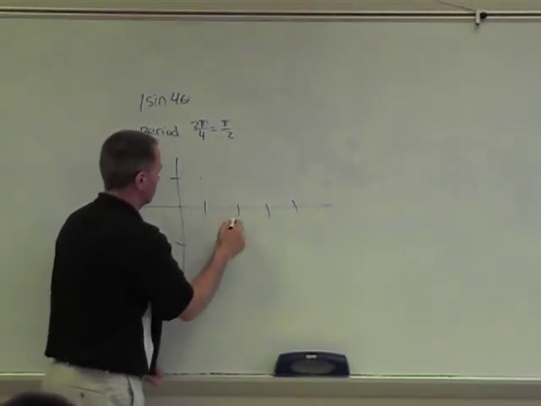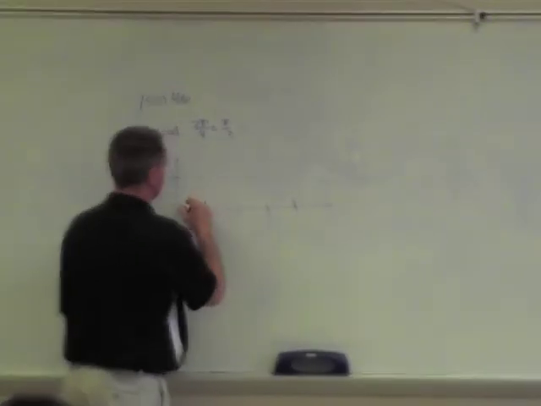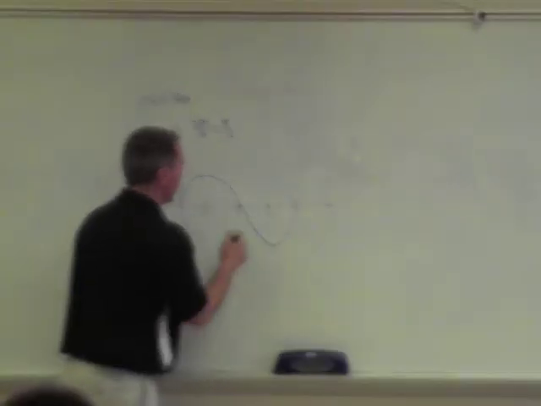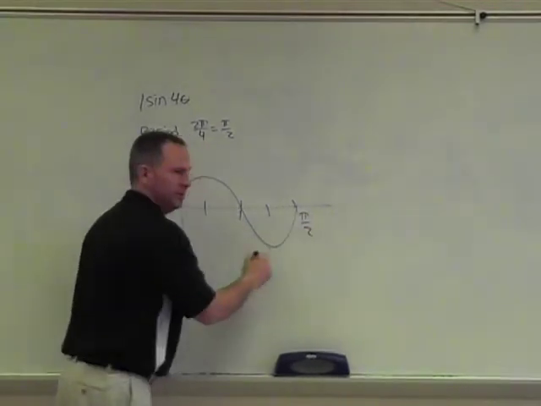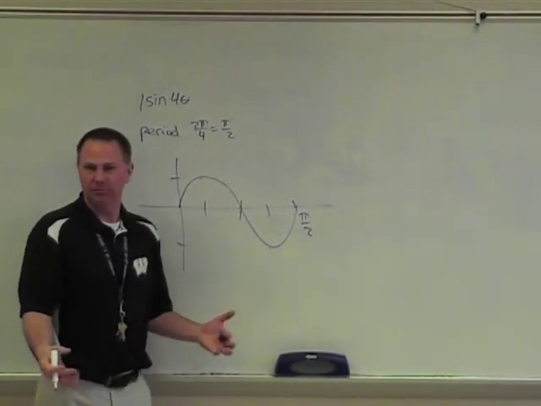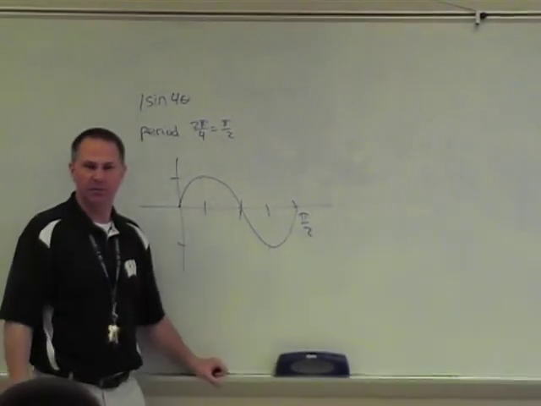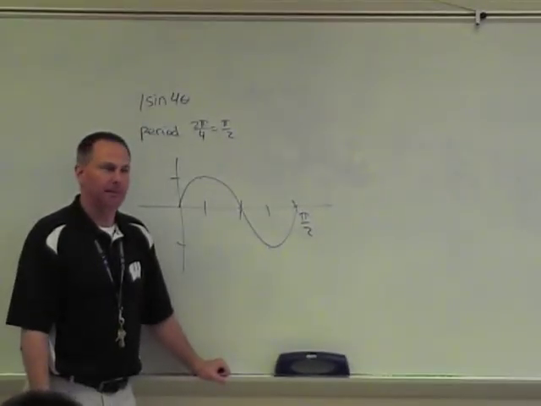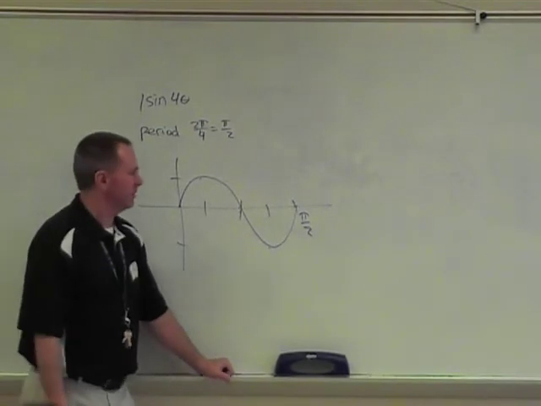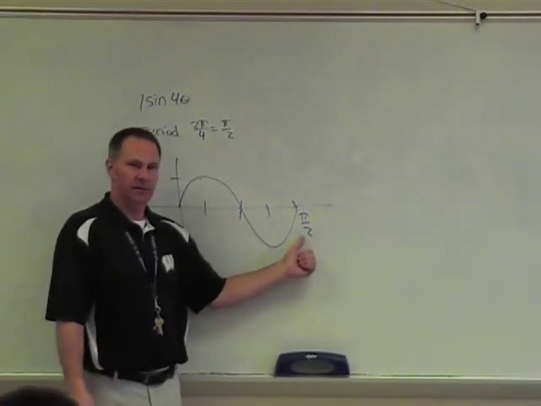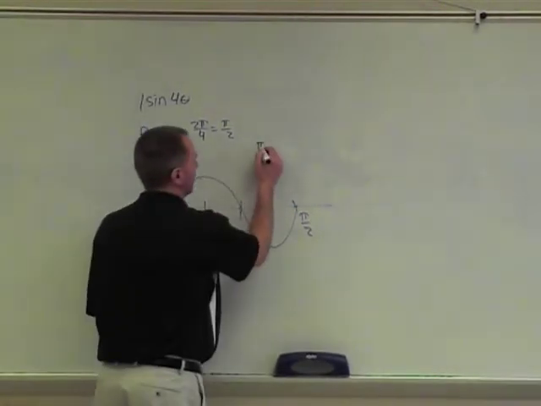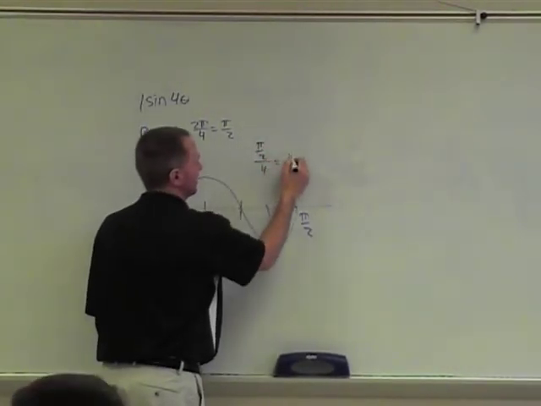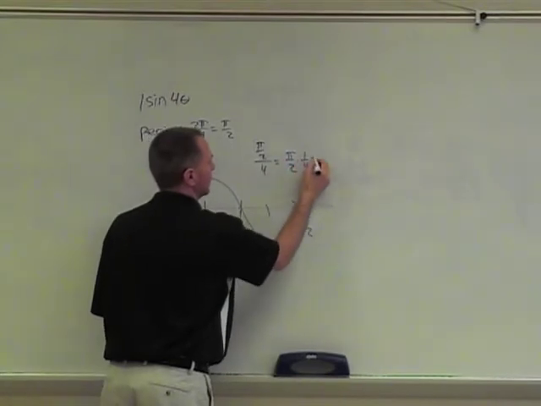So there's my sine function, all the way to pi over 2. It doesn't look like it shrank because I just stretched out the graph. Okay? Now I want to divide it into 4 pieces. So the whole length is pi over 2. How do I divide that by 4? Pi over 2 divided by 4 is the same thing as pi over 2 times 1/4, which is what?